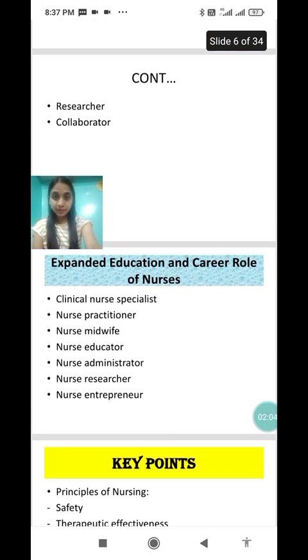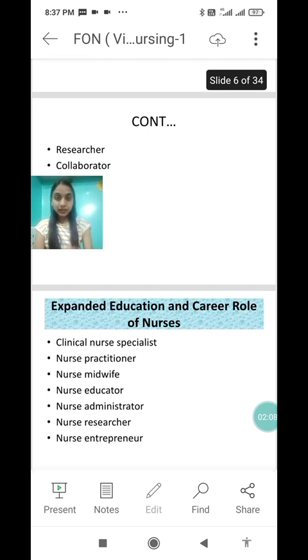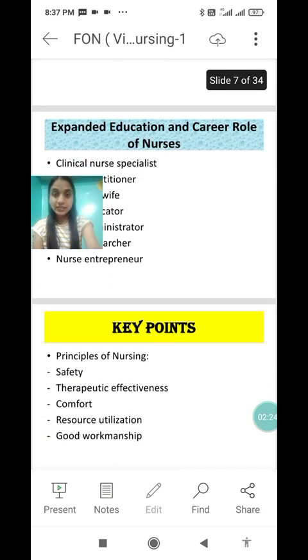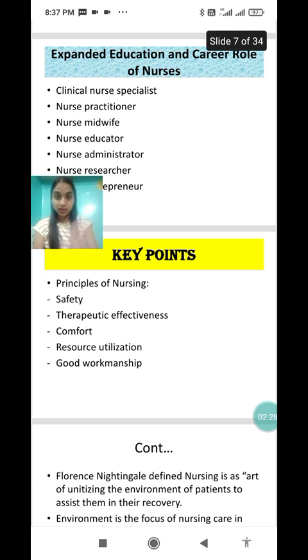Next is the expanded education and career role of nurses. So first is the clinical nurse specialist, nurse practitioner, nurse midwife, nurse educator, nurse administrator, nurse role as a researcher, nurse entrepreneur. So these are the expanded education and career role of nurses.